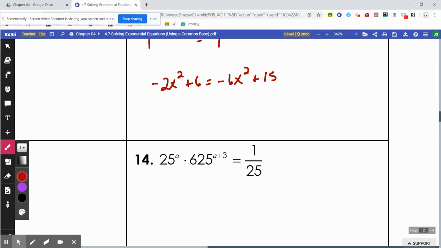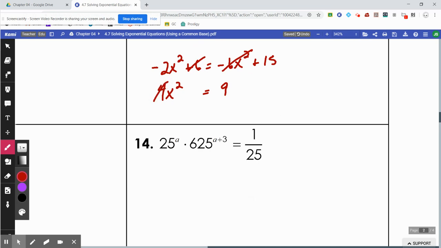Let's put all of our x squareds together. Add your 6x squared, you now have 4x squared. Subtract your 6, you now have equals 9. Get rid of the 4 by dividing, so x squared is equal to 9 fourths. So therefore, x will equal plus and minus the square root of 9 fourths, which would be a plus and minus. To square root a fraction, square root the top and square root the bottom, and you're finished.